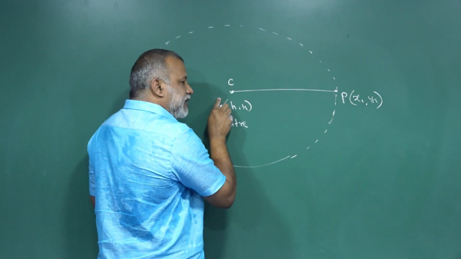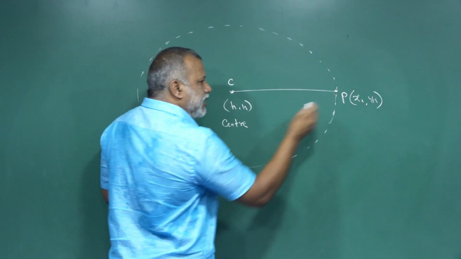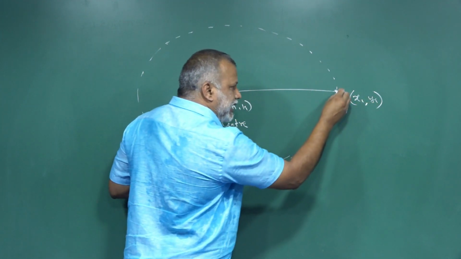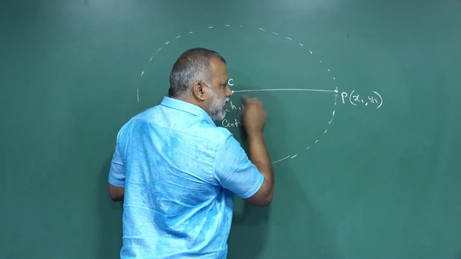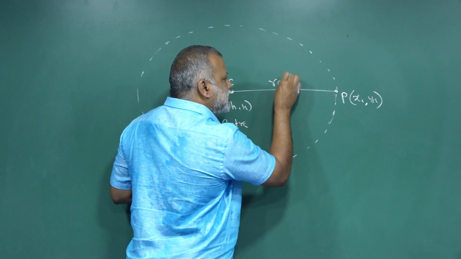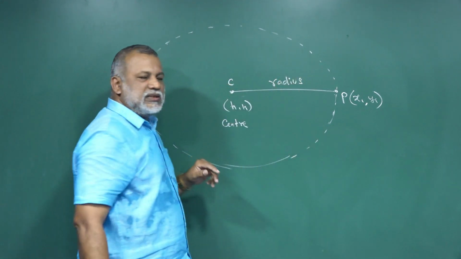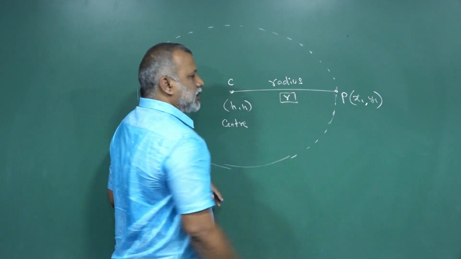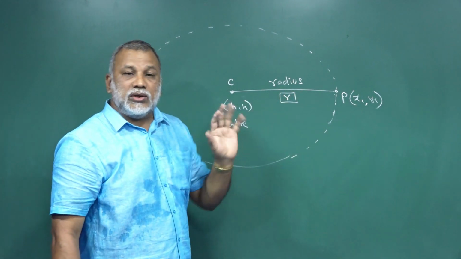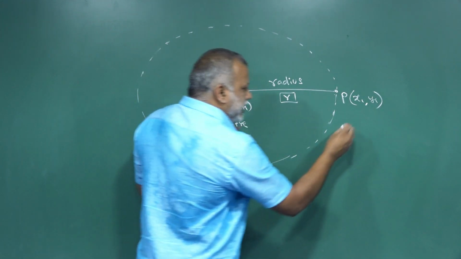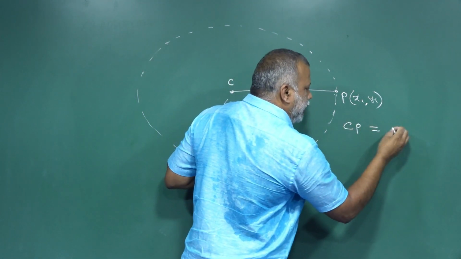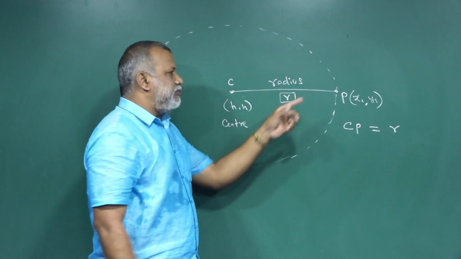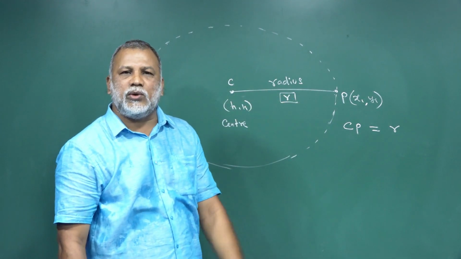See, C is the fixed point. The name is center. P is x1 comma y1. Initially it is fixed. The distance CP is called the radius. It is denoted by R. This is the geometrical condition. From this, we are able to say CP equal to R.